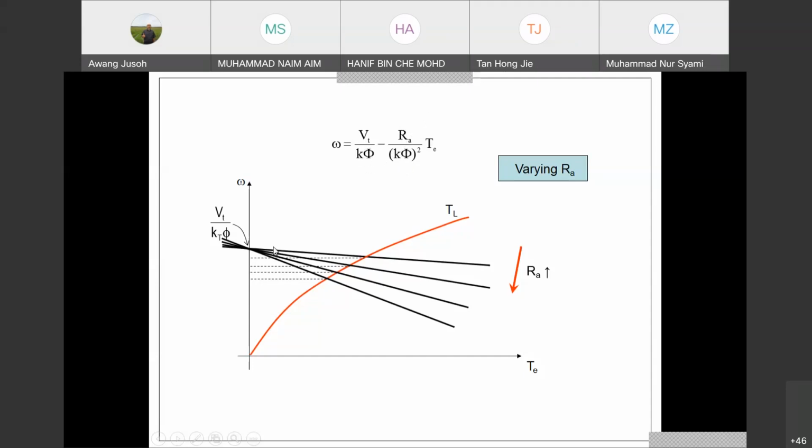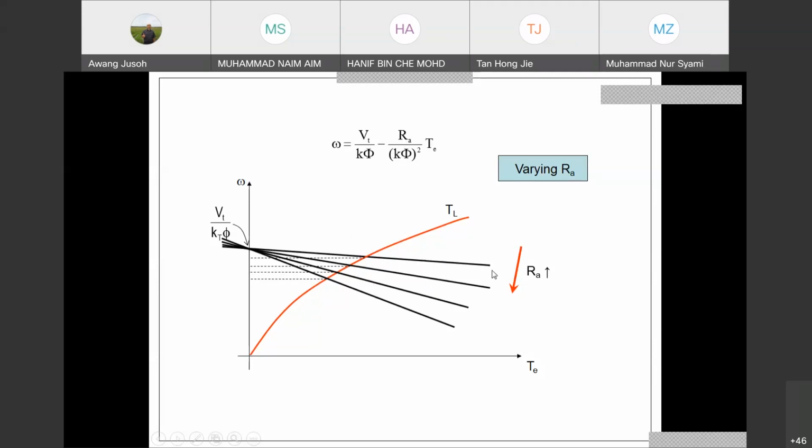So this is the plot when we increase RA. This is the load torque. Remember, the red color represents the load torque. The black line here represents the motor torque. Don't get confused. This is the motor torque profile, the torque-speed curve for the motor.